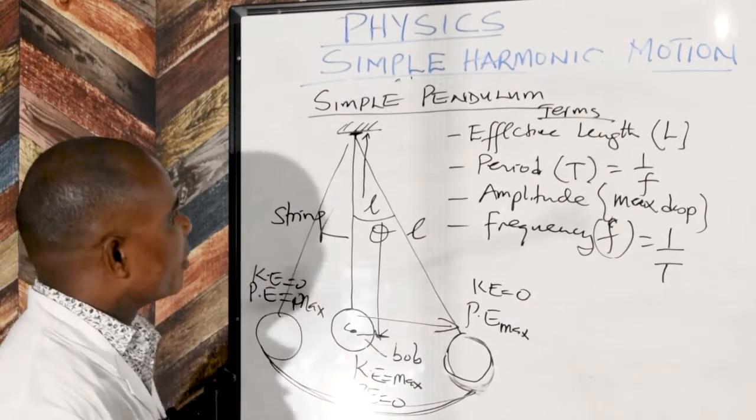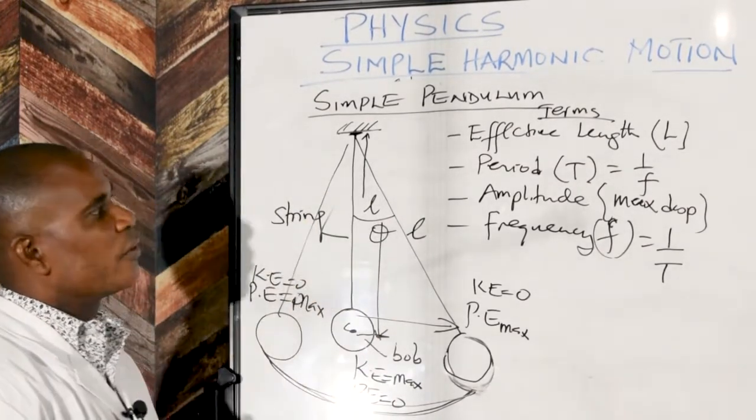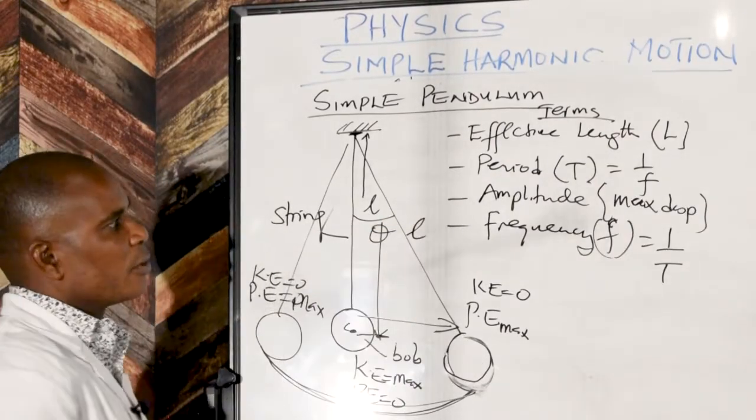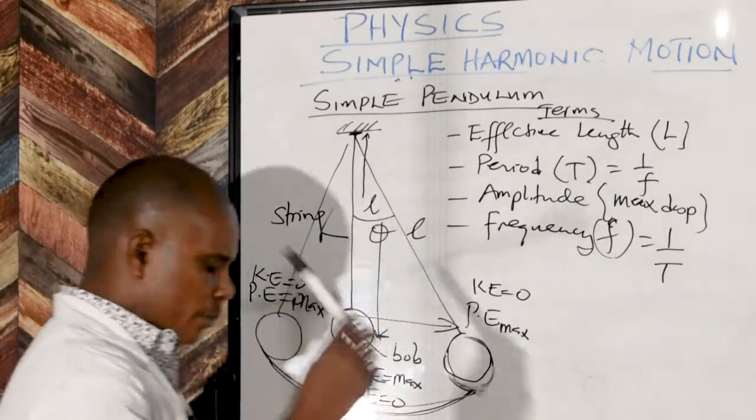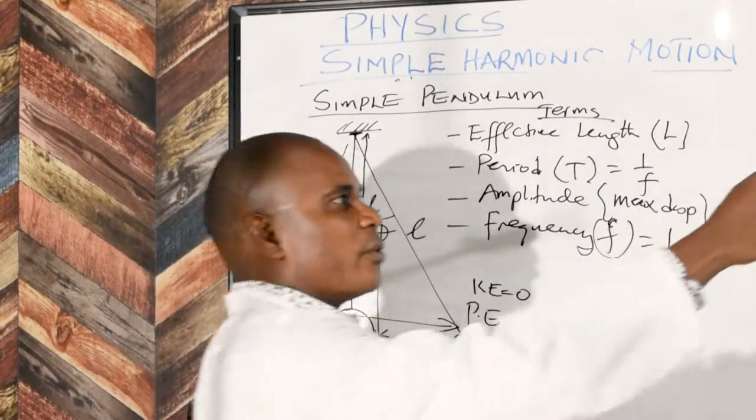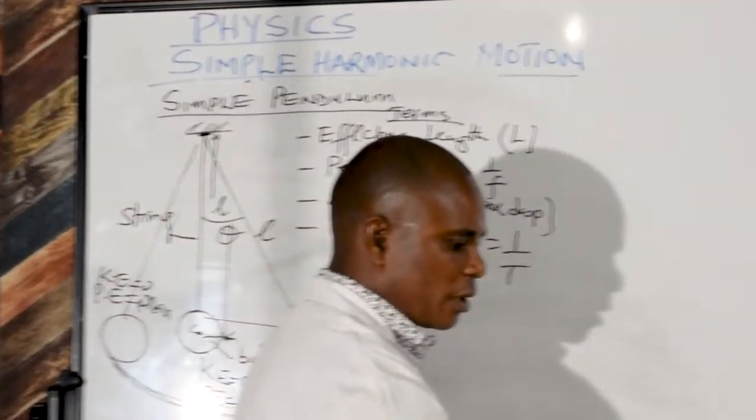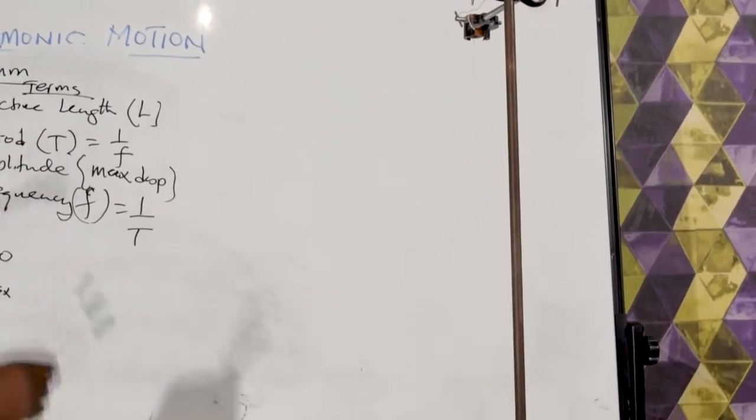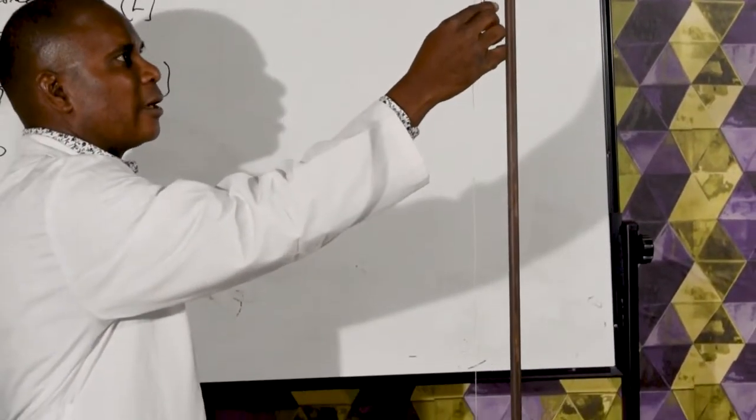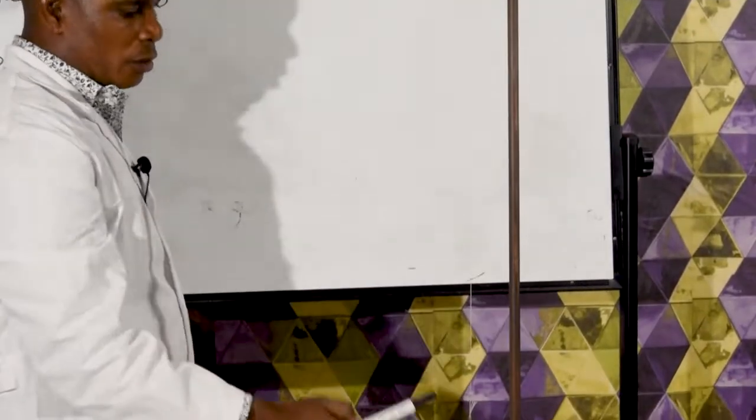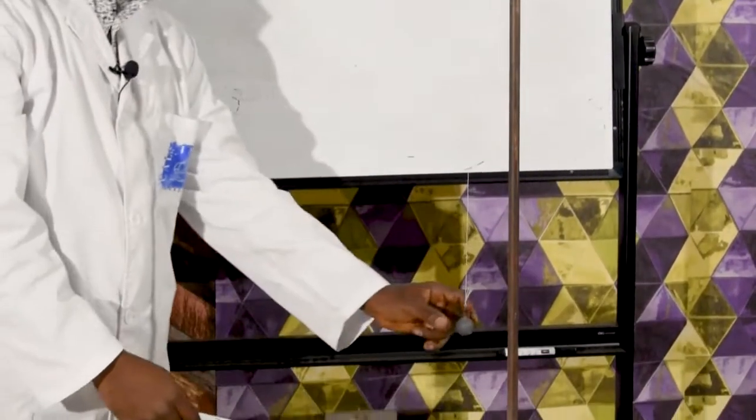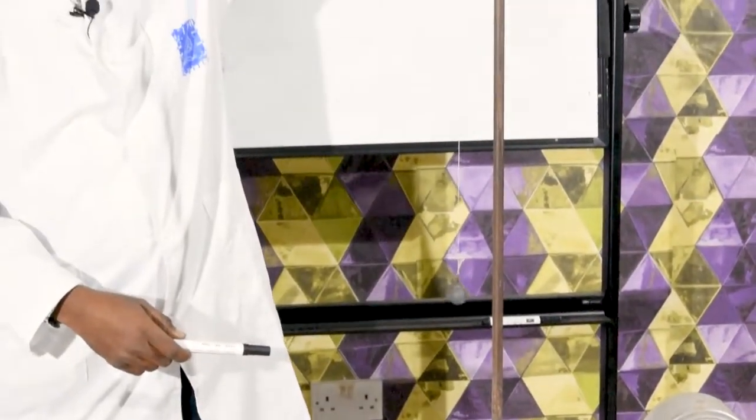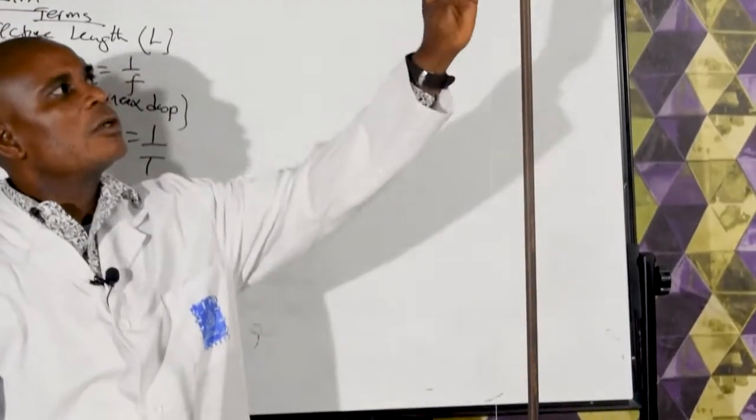So we have terminologies here that we have to interact with. First, the effective length of the simple pendulum, the period of the simple pendulum. The effective length is from the point of suspension up to the center of gravity of the bulb. That's what's called the effective length of the simple pendulum. It starts from the point where the cork is hanging, up to the center of gravity. This is the bulb, this is the string, and we have a cork somewhere there, which is holding the string.